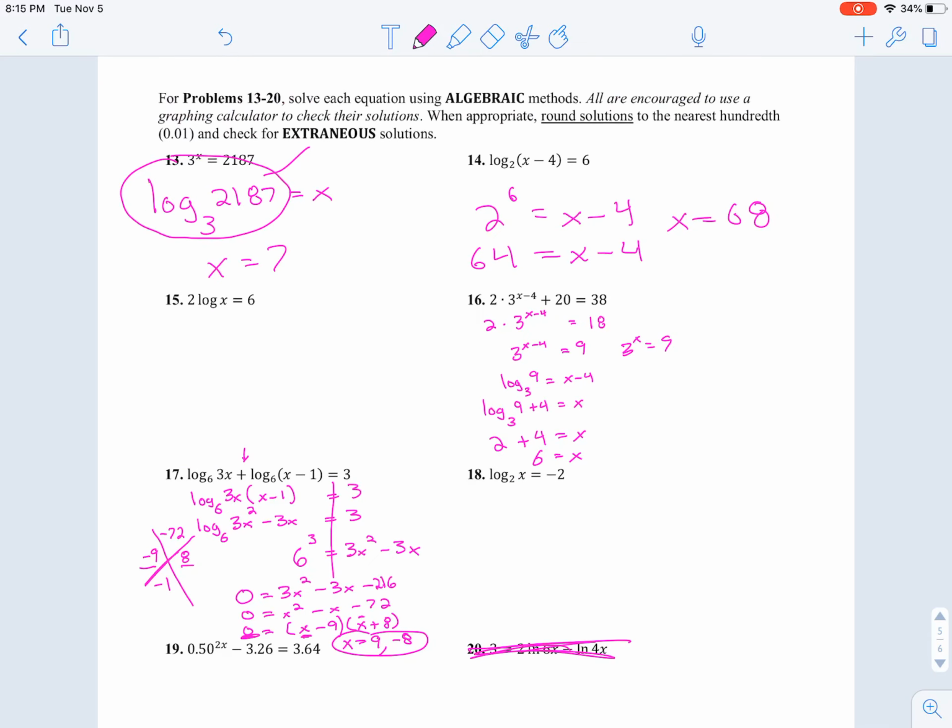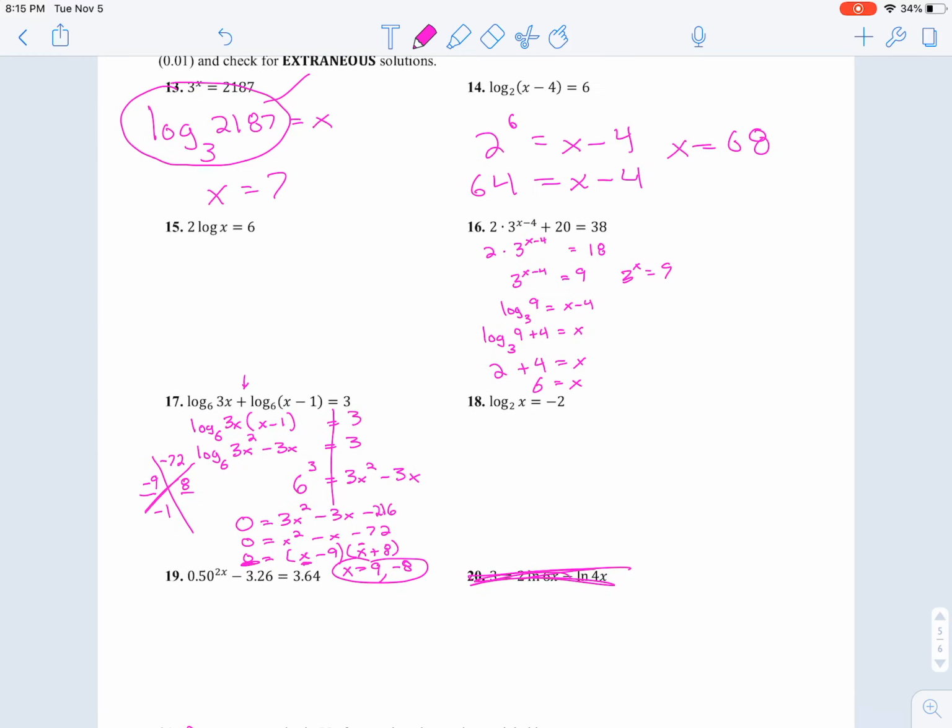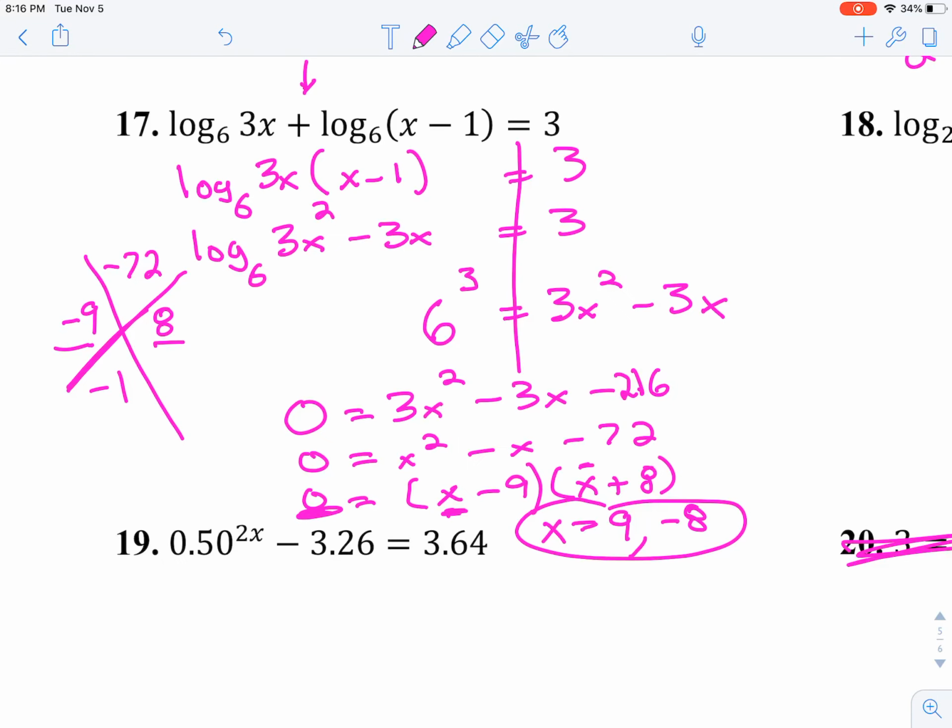Hopefully that was helpful. If anything was left out, please do check Canvas where all the answers are posted. And it's not just, like if you look on Canvas, it's not just going to say 9 and negative 8. It's going to have all this shown work for you to follow too. And this video gives you a good enough idea how to do that, I'm hoping.